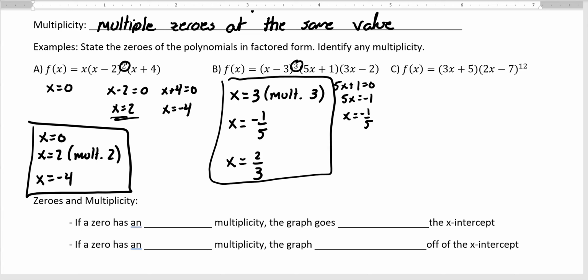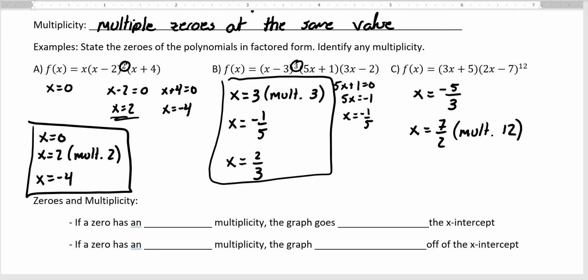Now, looking at C, 3x plus 5, 2x minus 7 to the 12th. Wow. So x equals negative 5/3 for my first factor. And then x would equal 7/2 with a multiplicity of 12. So we would have 12 zeros at that value.